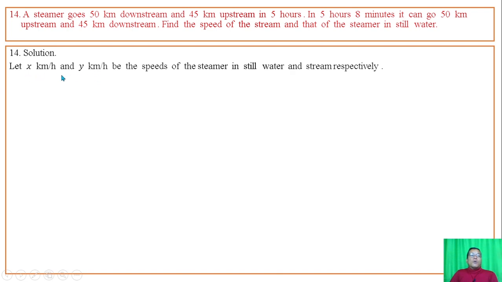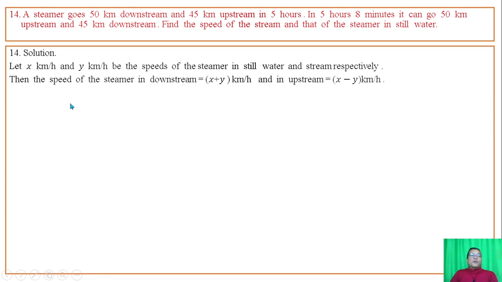Let x km per hour and y km per hour be the speeds of the steamer in still water and the stream respectively. Then the speed of the steamer downstream is x plus y km per hour, and upstream, against the stream, the speed of the steamer is x minus y km per hour.